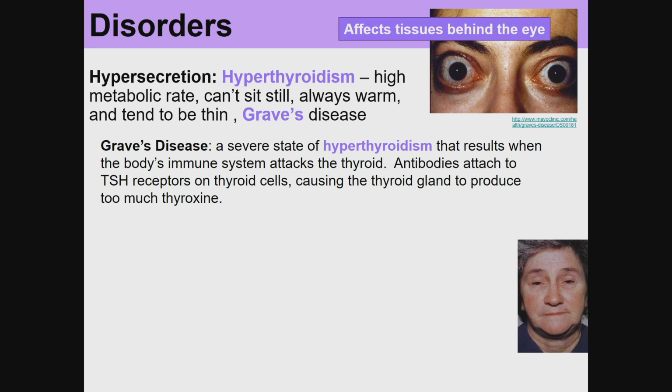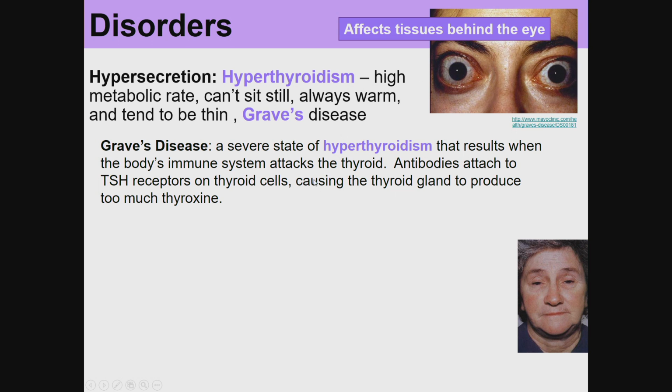If there's too much thyroxine, so hypersecretion, it is called hyperthyroidism. Symptoms include high metabolic rate, can't sit still, always warm, and tend to be thin. One type of hypersecretion is Graves' disease. It affects tissues behind the eye.